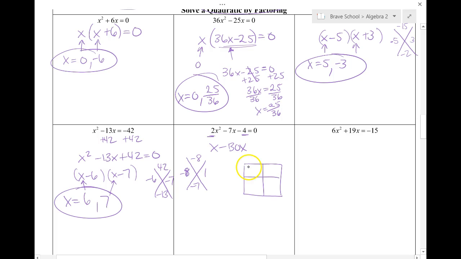And the first thing you write is the first term of your original function, 2x squared. And then the next thing you're going to do is write those 2 numbers you just found, the negative 8 here, and it's going to be negative 8x. And then the 1 over here, 1x. And then the last thing you do is write the last term from your original function, which is negative 4. Now you have to figure out what numbers go here on the outside.